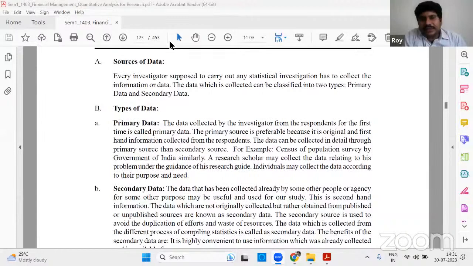If I'm collecting data which is already existing, already done by someone, already written by someone, that is secondary data. If I'm taking the data fresh, directly from the person, directly from the consumer, directly from the employer or whoever, then that is called primary data. Okay. This is our primary and secondary data.